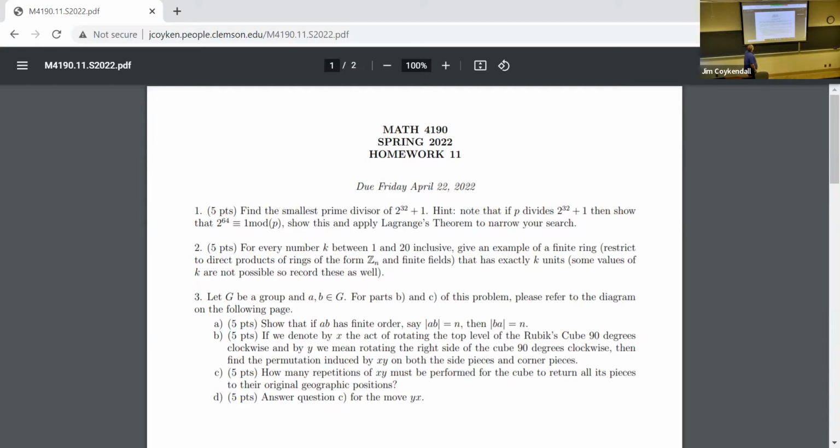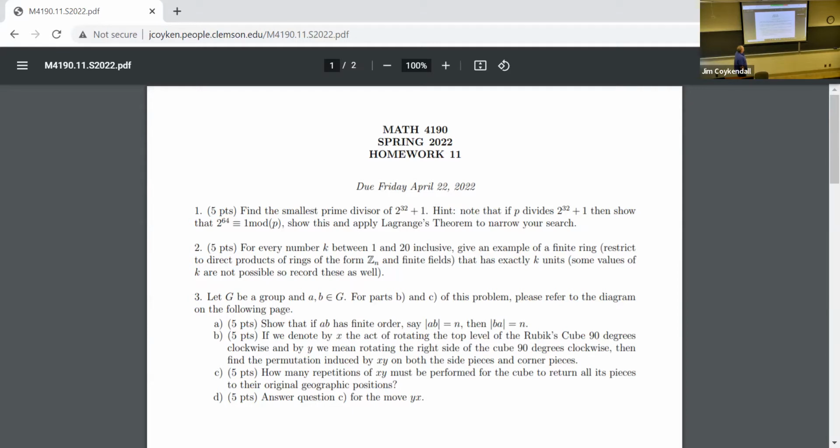Number 3, you'll think I had a stroke with this first one, but it doesn't seem to be connected to the rest until the end, but it is connected. Suppose that G is a group, and suppose that A and B are elements of G. For parts B and C of this problem, please refer to the diagram on the following page. I'll show you in a moment. Show that if A times B has finite order, say the order of A times B is n, then if you reverse them, B times A also has order n.